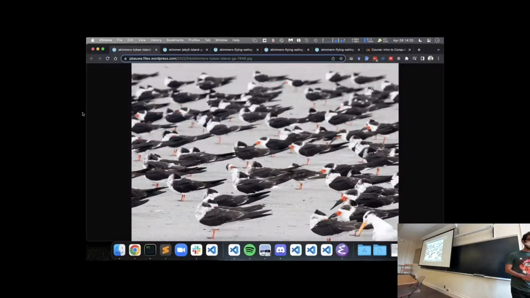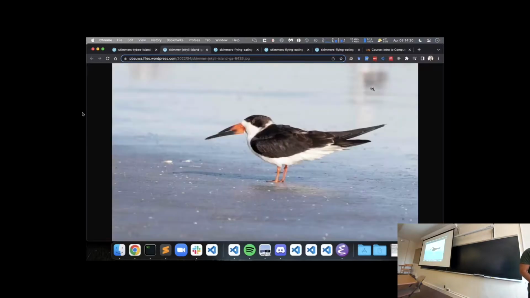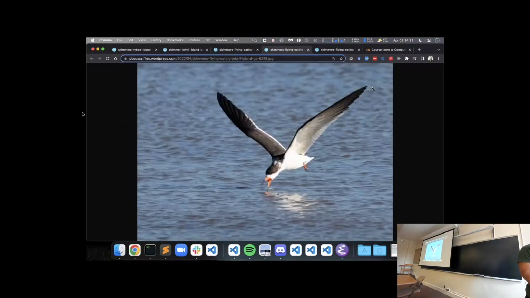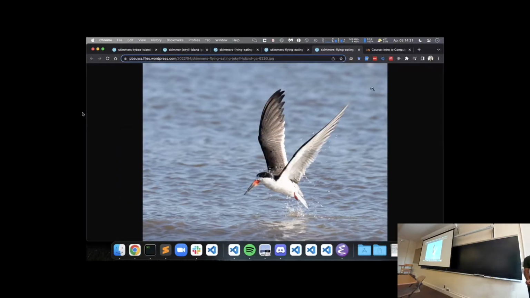Have some birds for you. Birds are cool. These birds are black skimmers on the Georgia coast. And the sharp-eyed among you may have noticed they have an unusual beak. The lower bill is much longer than the upper bill. This is because they get food by skimming along the water and trawling for fish that are too slow to get out of the way. And they come up with a meal. So that's the black skimmer.